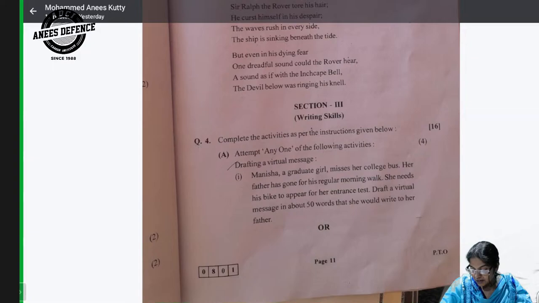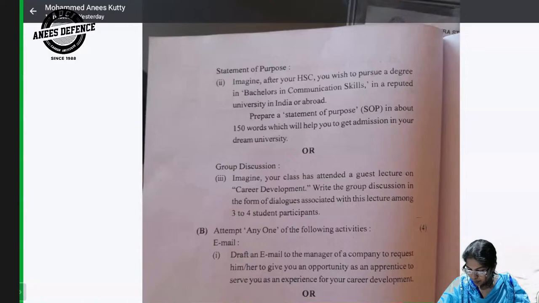Okay, so this is what is expected from you. You have to keep it short, crisp. Again, it is going to be informal because it is a daughter writing to her father. So obviously, you don't have to have a subject line, etc. Great. Okay, fine. So let's move to the next one, which is the statement of purpose.